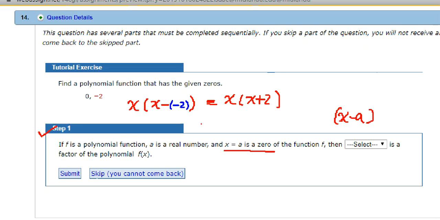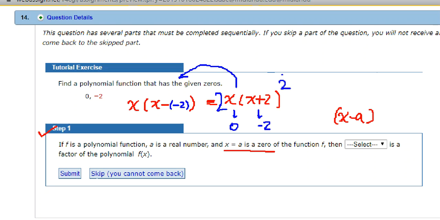Then why do I say that there are infinitely many other solutions? For instance, I can certainly say, hey, 2 times x times (x plus 2) certainly also has the zeros 0 and negative 2. They share the same zeros. Or you can say, hey, x times (x plus 2) squared. Again, you still have the same zeros, this time 0 and negative 2.